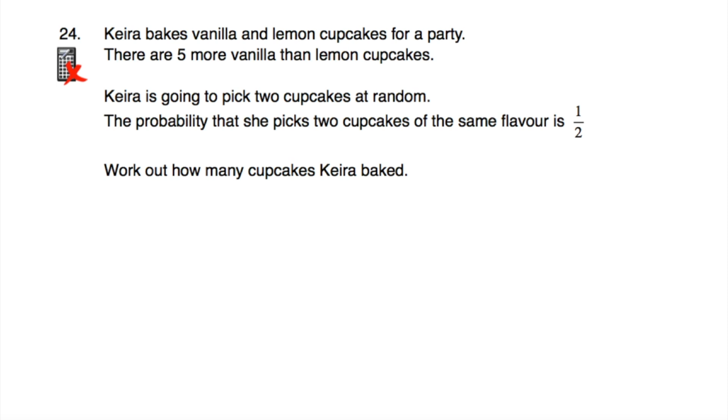Okay, let's have a look at our next question, question number 24. Now, question number 24 has quite a lot of algebra involved in it. There may potentially be other approaches, but the approach that I use uses a lot of algebra. It might be quite useful for you to watch the videos on algebraic fractions, because that might be useful for you as well.